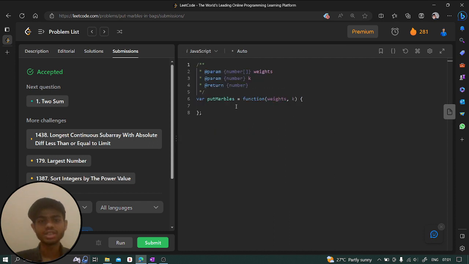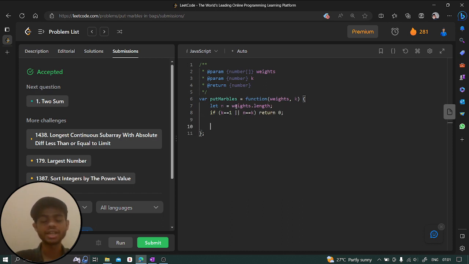Now let's move to JavaScript, and here we are going to say, first of all, let n is nothing but weights dot size, not size, we can say length. And here we can say if our k is equal to 1 or n is equal to k, so we can directly return 0. Now we are going to create an array, so we can say const array, or let's say length cost is equal to new array of n minus 1.